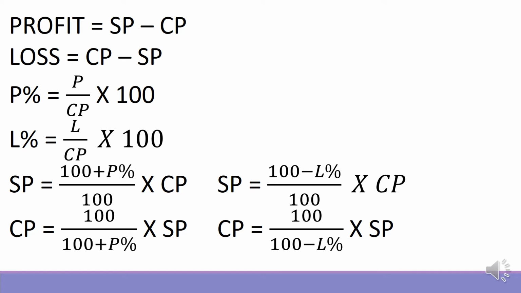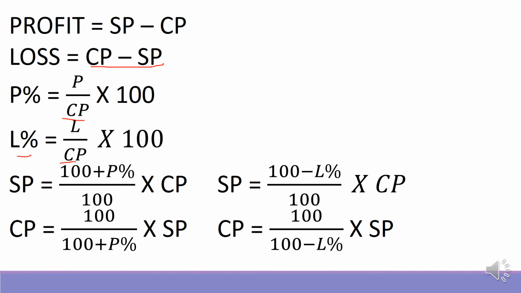If you are having profit, then profit is equal to selling price minus cost price. If you are having loss, then loss is equal to cost price minus selling price. If you are having profit, then profit percentage is equal to profit by cost price into 100. If you are having loss, then loss percentage is equal to loss by CP into 100.